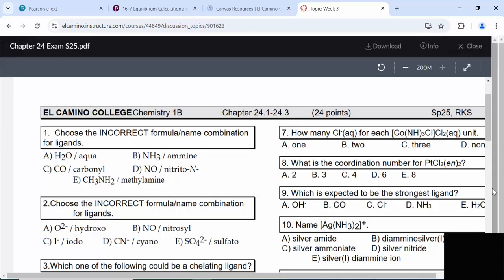D was the incorrect one. This is not nitrite. Nitrite's NO2 minus. That's NO, nitric oxide, or nitrogen monoxide. Or as a ligand, we would call it nitrosyl. Or they might call it something else, nitrogen oxide.